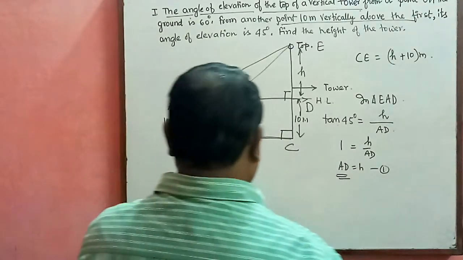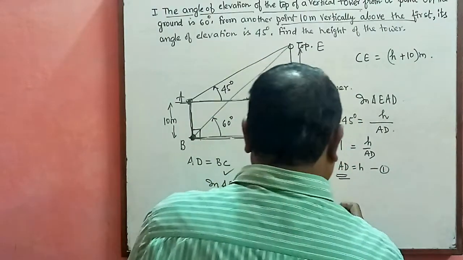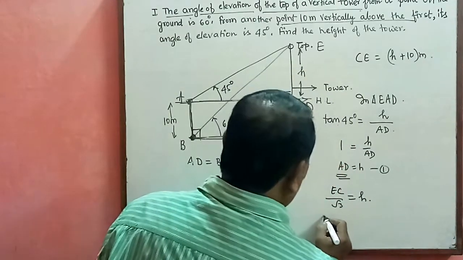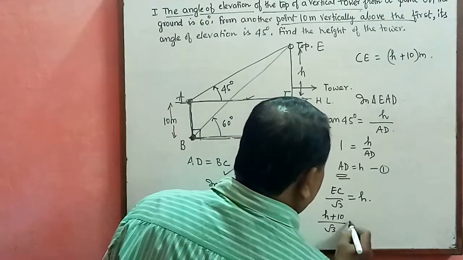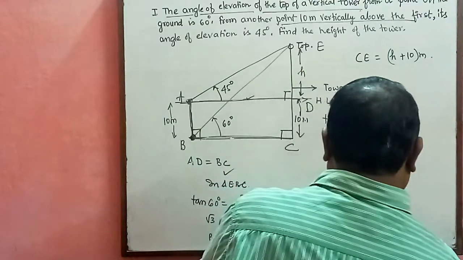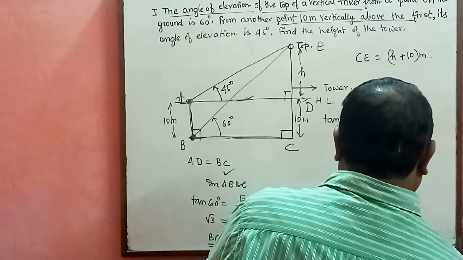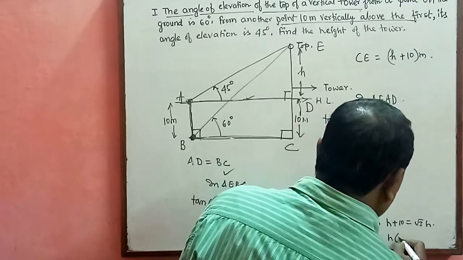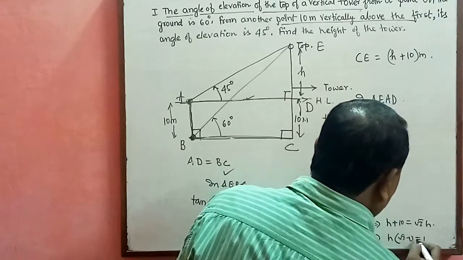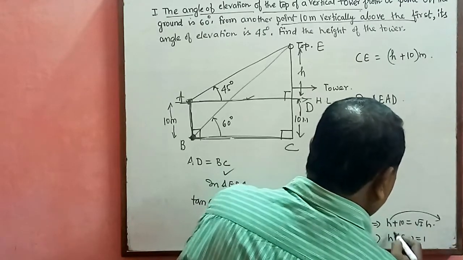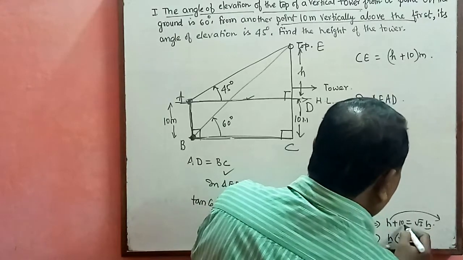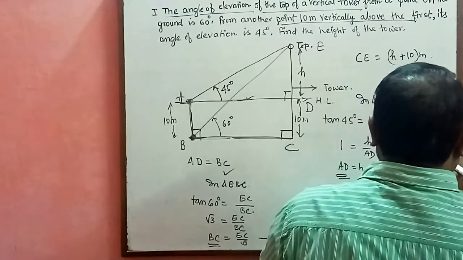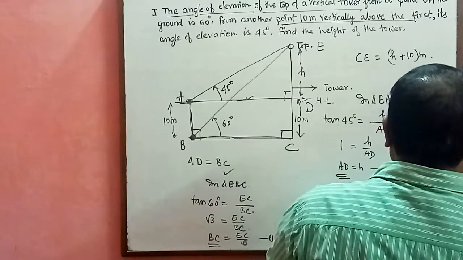So therefore EC, here EC is H plus 10. So EC upon root 3 is equal to H. H plus 10 upon root 3 is equal to H, or H plus 10 is equal to root 3 H, or H is equal to root 3 minus 1 into, if I take it this way, this will go there. So if I take H common, H into root 3 minus 1 is 10. So H is equal to 10 upon root 3 minus 1, or 10 into root 3 plus 1.